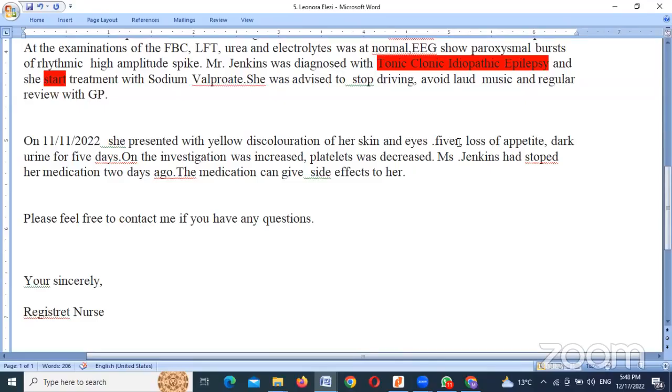Fiver, no, fiver is to earn money. Okay, fiver, money. Okay, loss of appetite, dark urine. Just a typing mistake. Okay, I'm not just joking.